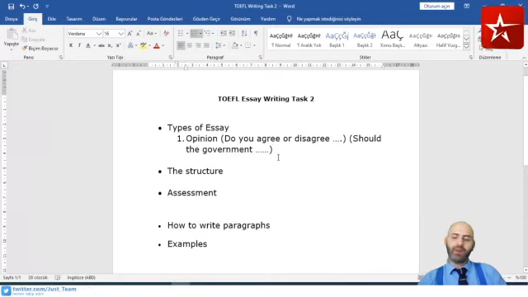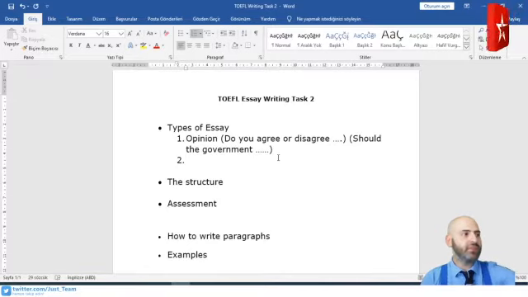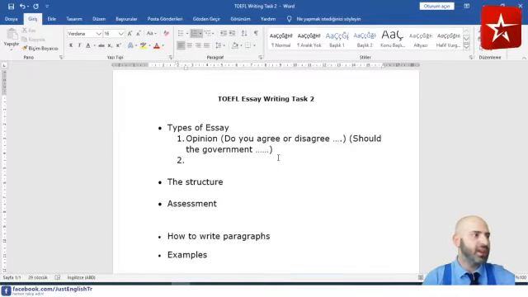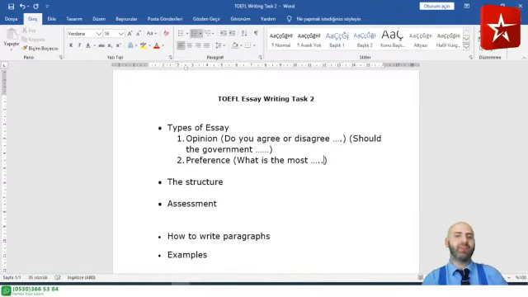The next one is very similar to the opinion type of essay because again it asks your opinion, but the difference is that here you don't have possible answers. You don't have any options in the question, and this one is called the preference type of essay, okay? The question will be something like this: What is the most beautiful place you have ever visited?